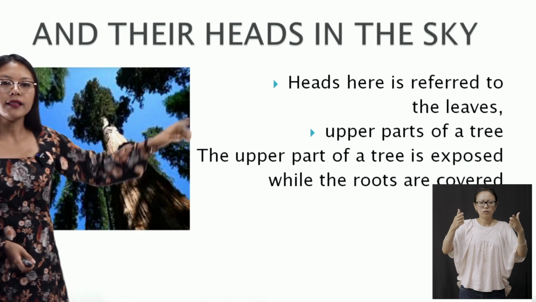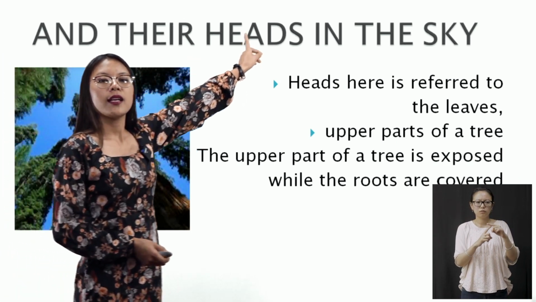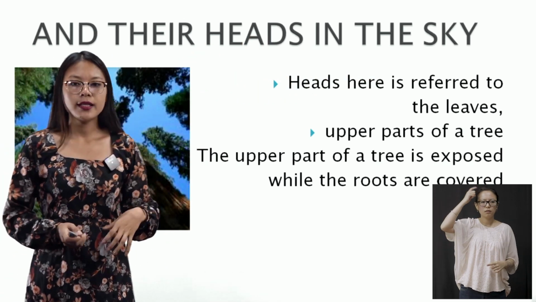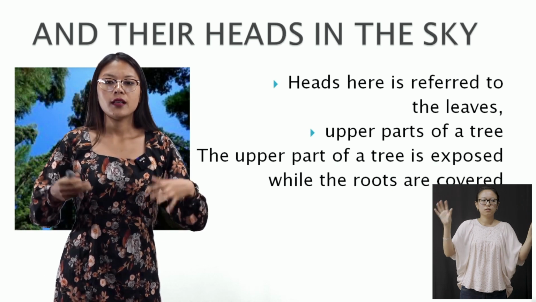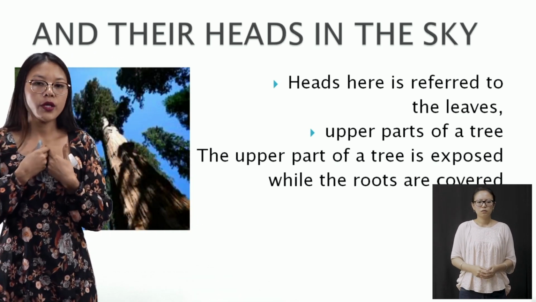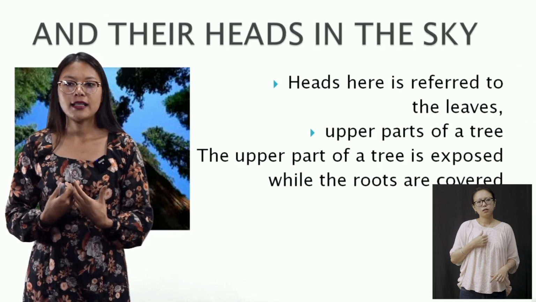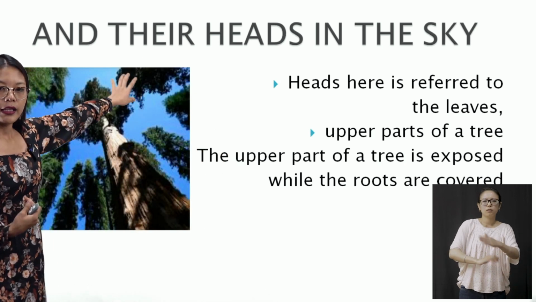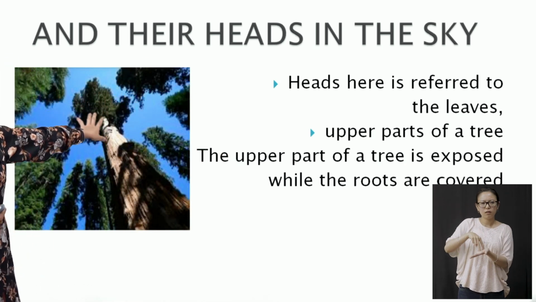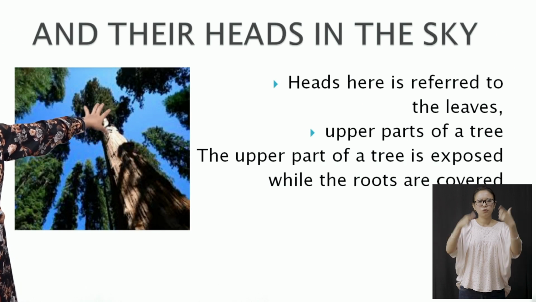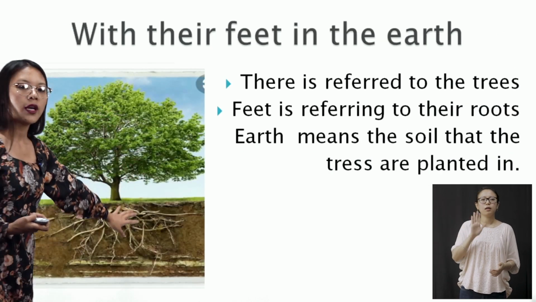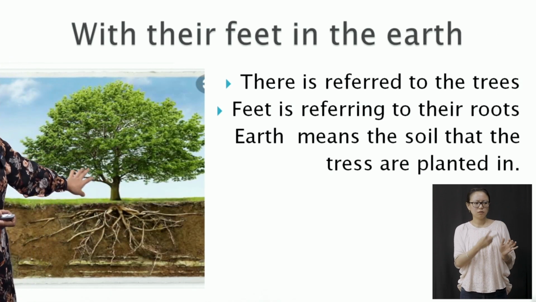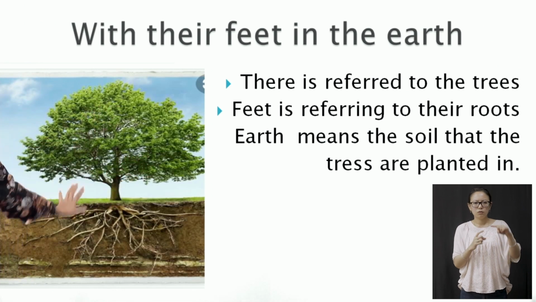The second line: and their heads in the sky. That means their head. We human beings have body parts. Just like that, the trees also have different body parts. The leaves, this part is called the head, whereas the other slide which I showed you before, this part is called the root part. This is the trunk. These are the branches. They have so many parts.